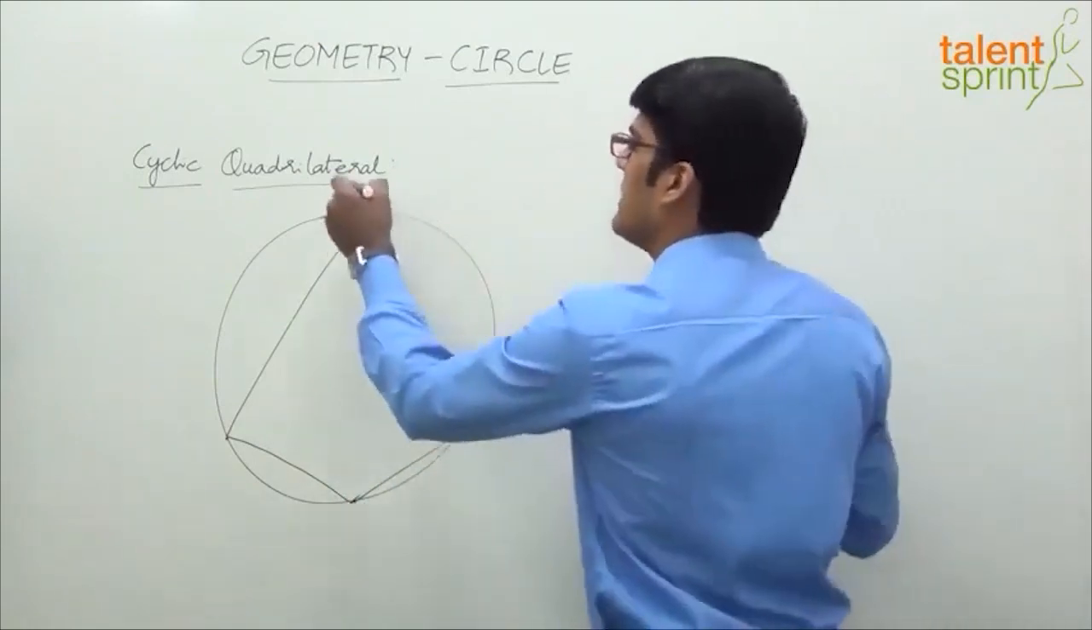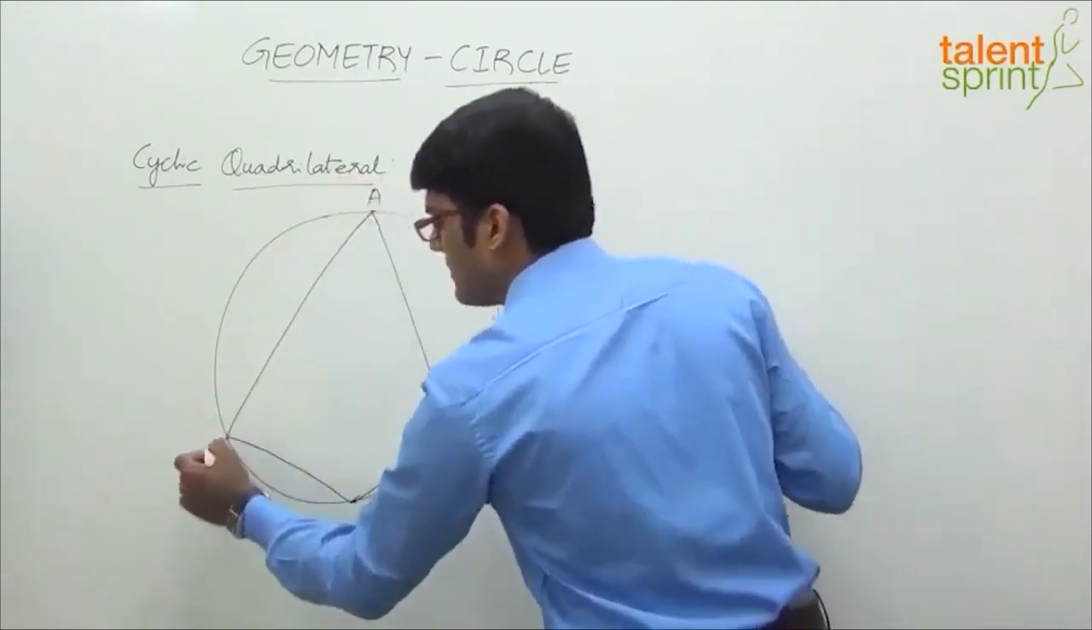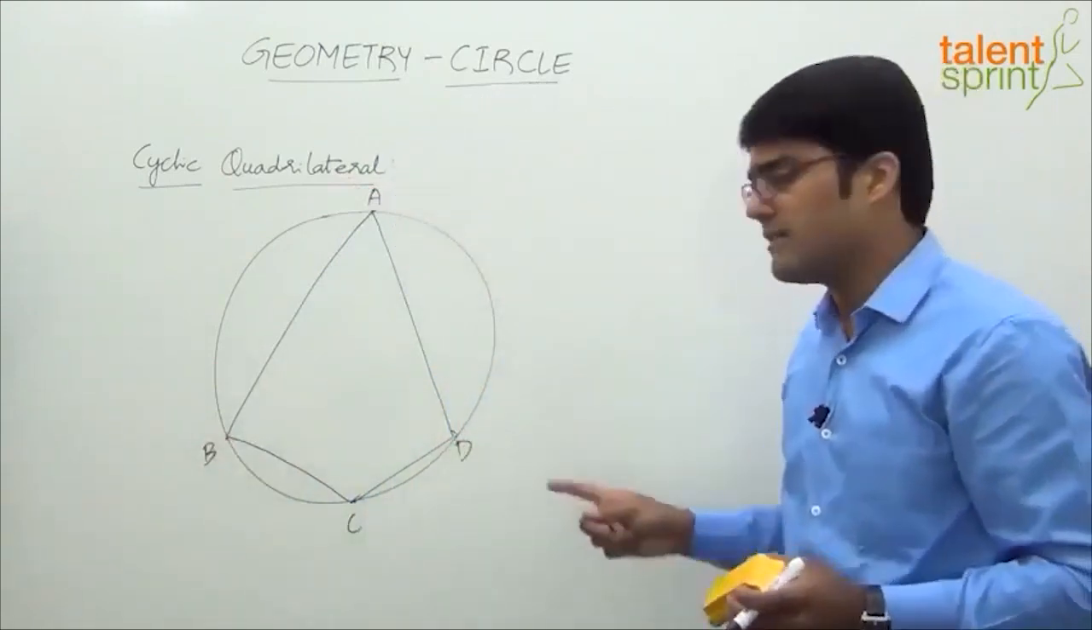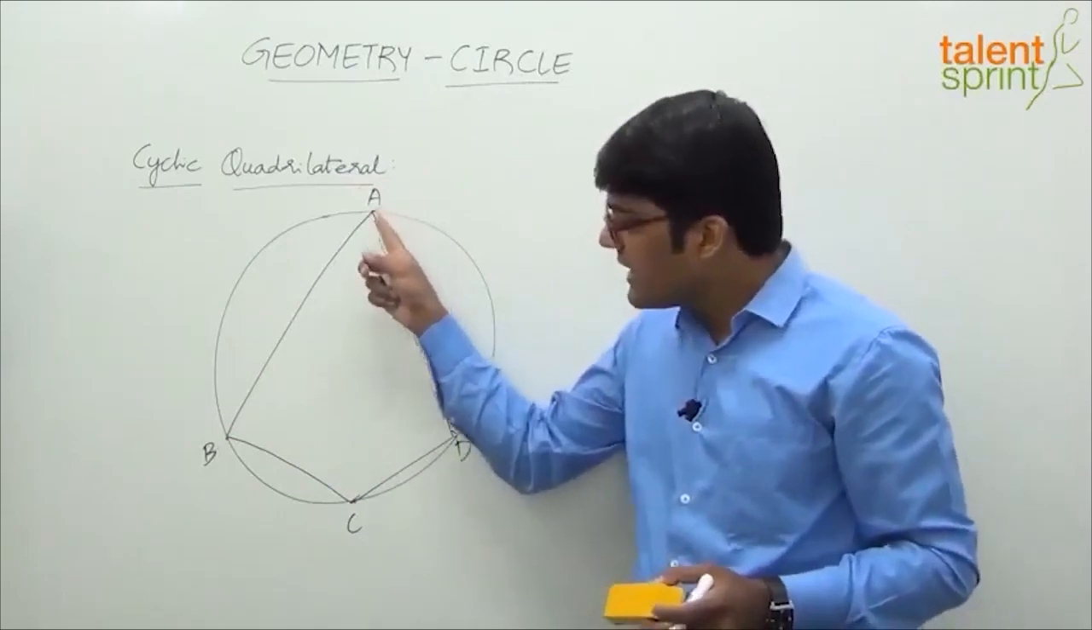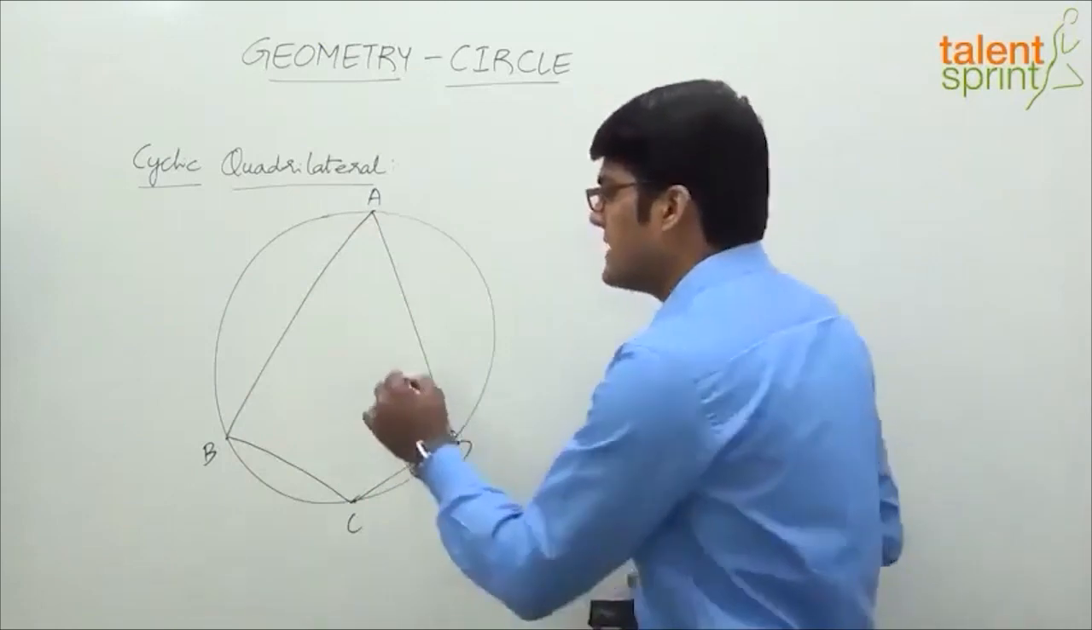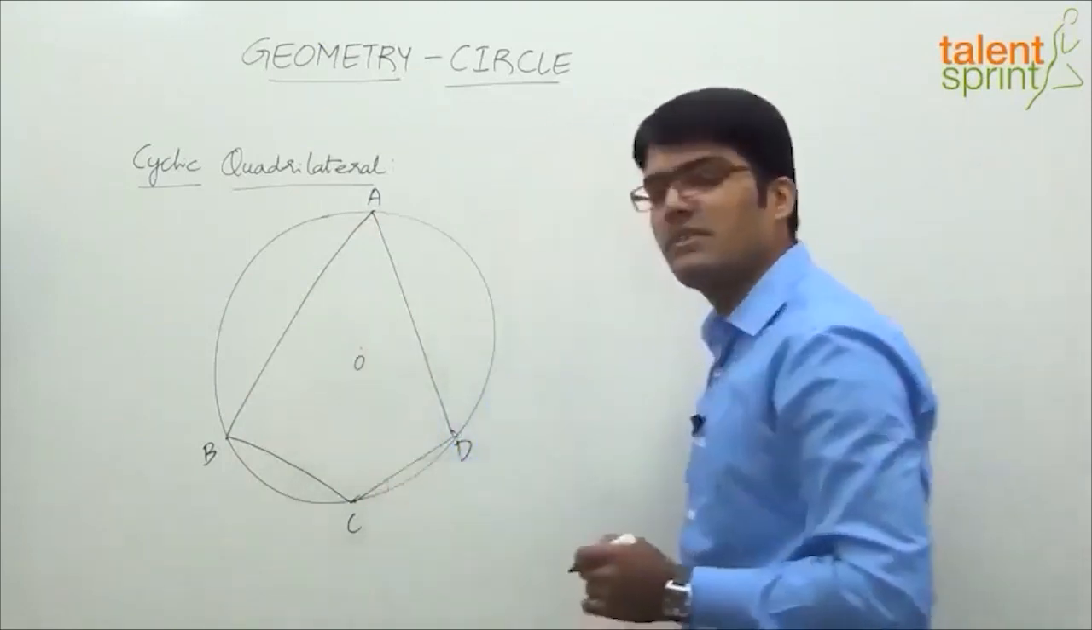Alright, so let's say A, B, C, D, right? A, B, C, D is a cyclic quadrilateral here, right? Why? Because all the four vertices A, B, C, D are on the circumference of the circle. Now let's say the center of the circle is O.